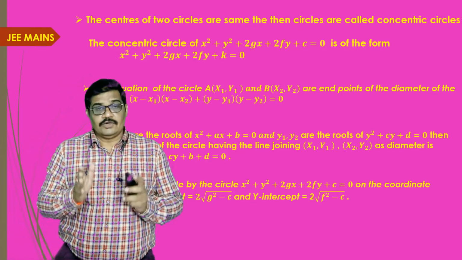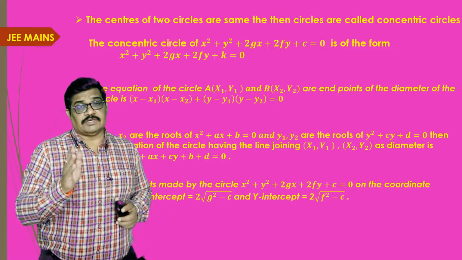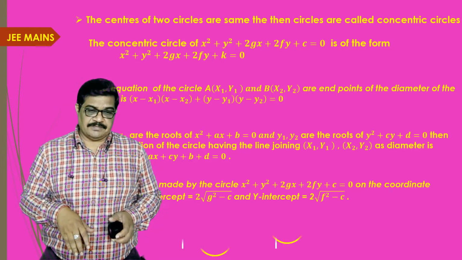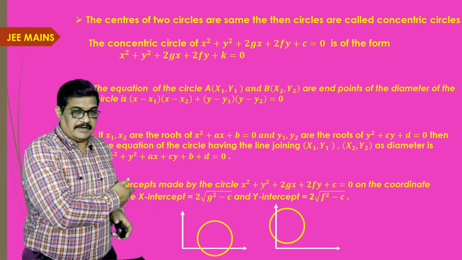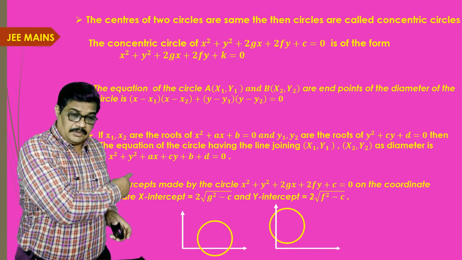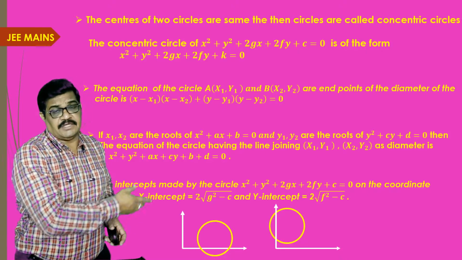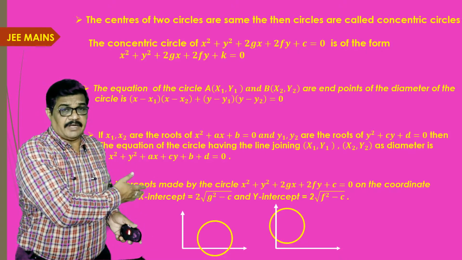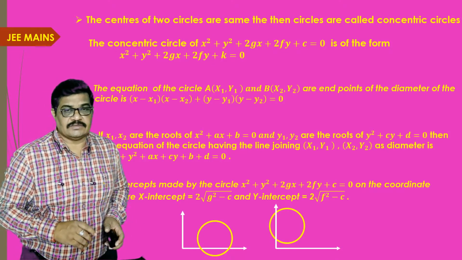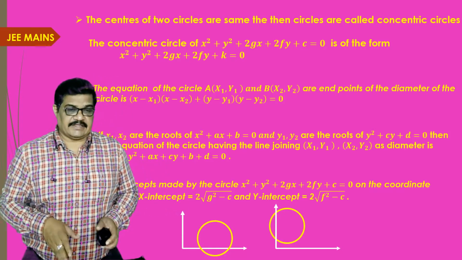The x-intercept is the formula 2 into root of g square minus c, and the y-intercept is 2 into root of f square minus c. These are the intercepts. So look at the diagrams. The first diagram shows the intercept made by the circle on the x-axis. The second diagram shows the y-intercept made by the circle on the y-axis. These are the intercepts made by the circle on the coordinate axis.